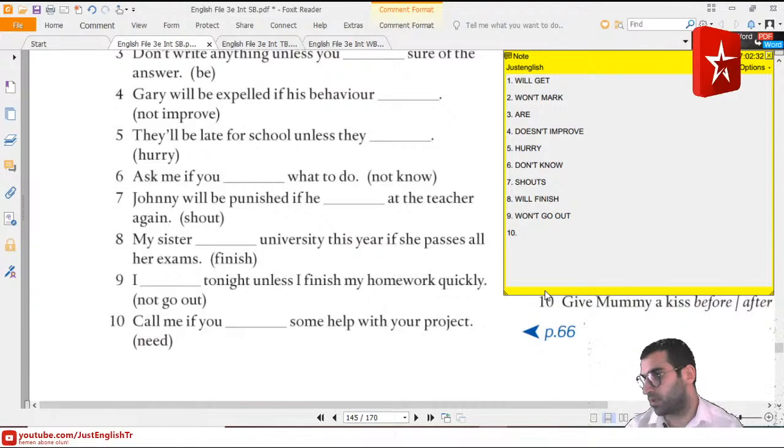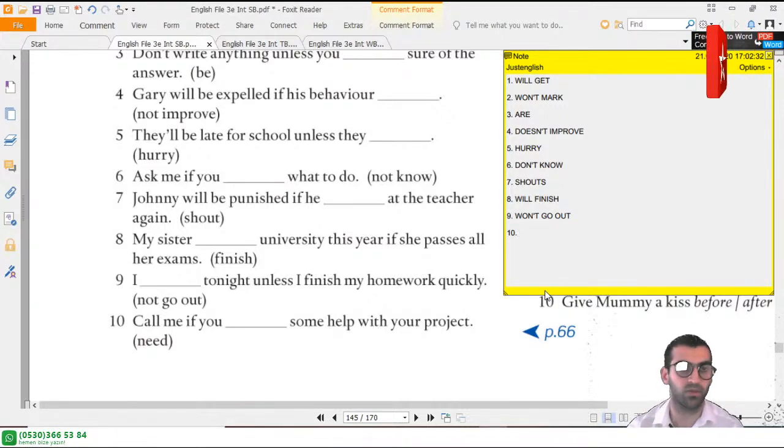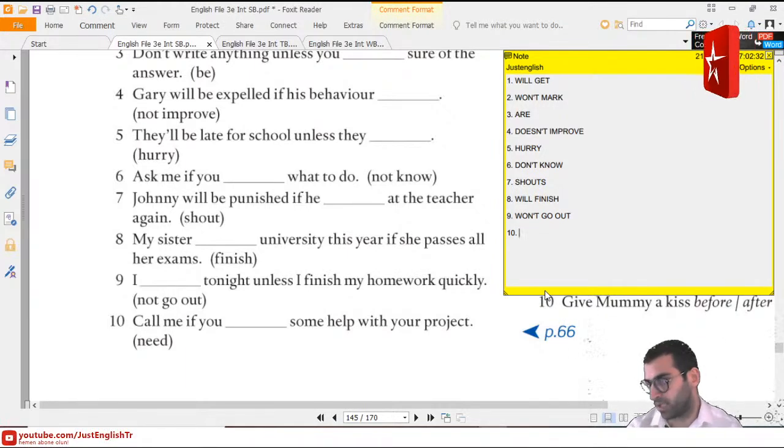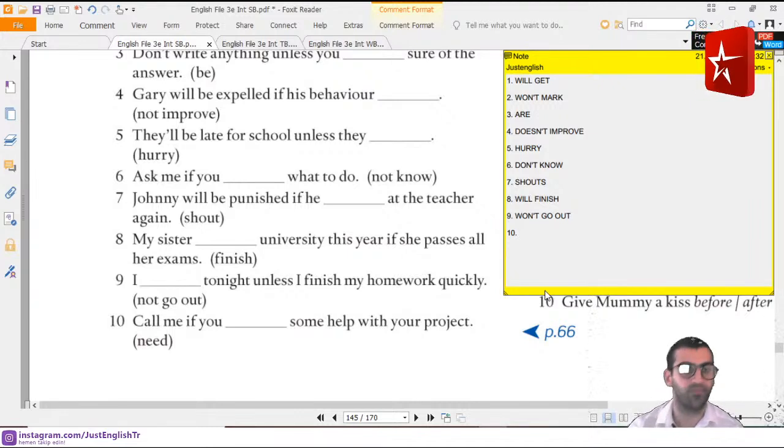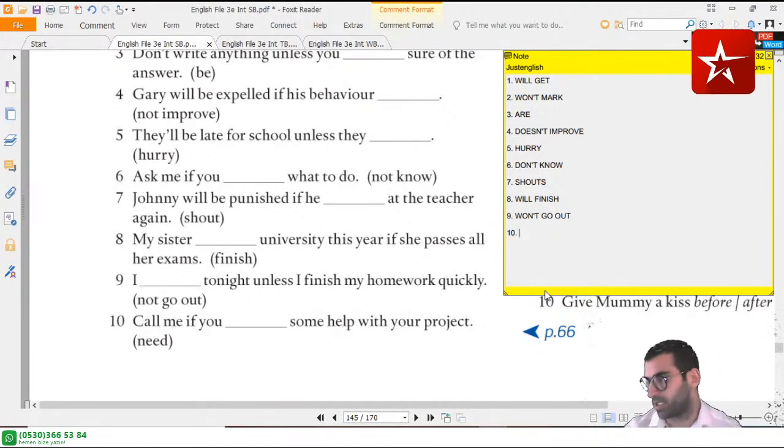Yes, Pelin says won't go out. Not "I'm not going out," Mr. Arif. "I'm not going out" is wrong. Won't go out. Yes, thank you, Pelin. Your answer is good. Okay, number 10. Call me if you blank some help with your project.